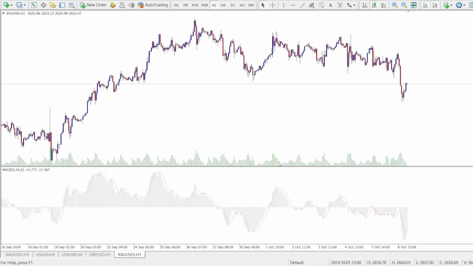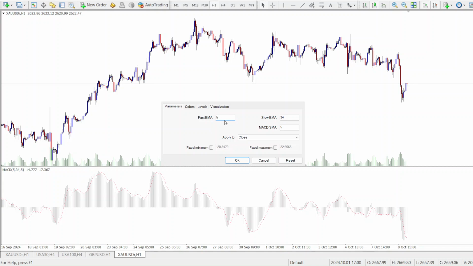Now, the 5, remember that this represents the fast EMA. This represents a shorter period and it reacts quickly to price changes, helping you catch early trend reversals. Now, as for the slow EMA, it's a longer EMA that smooths out the price action, focusing on more stable trends and reducing market noise. That's for the slow EMA. Basically, these are just the functions of each of these parameters.